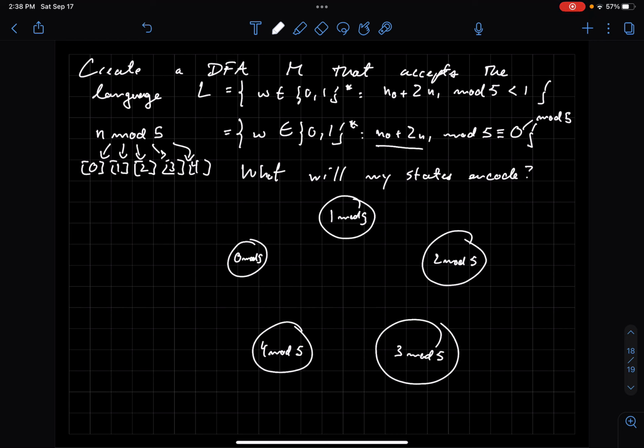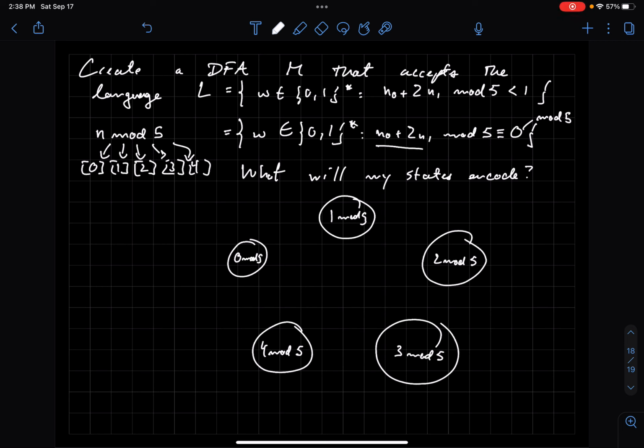And my claim is that I'm quite sure this is going to encapsulate all of the information I need to accept such a language. I feel like this is a natural initial conclusion because all the information you really need here is this modulo 5 piece of information, right? And then the next thing is, okay, so I have these 5 states. They each represent a different modulo.